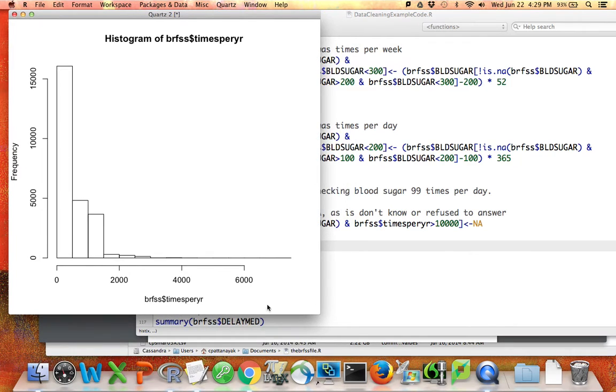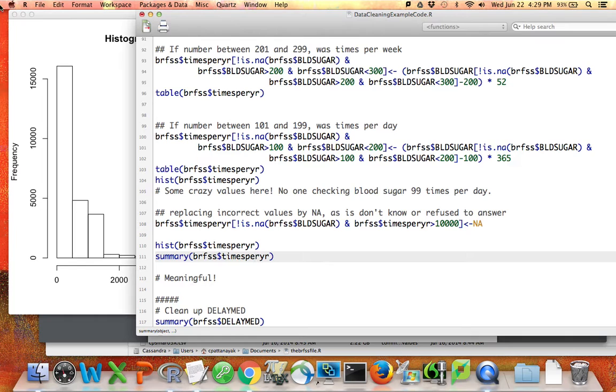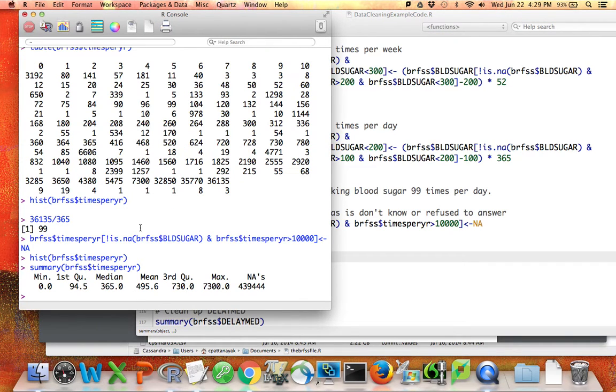That actually looks reasonable. You can see how often people are checking their blood sugar in terms of times per year. I can summarize it, and now finally I can tell you that on average, people who responded to this question who have diabetes check their blood sugar on average 495.6 times per year, which makes sense because it's a little bit more than once per day.